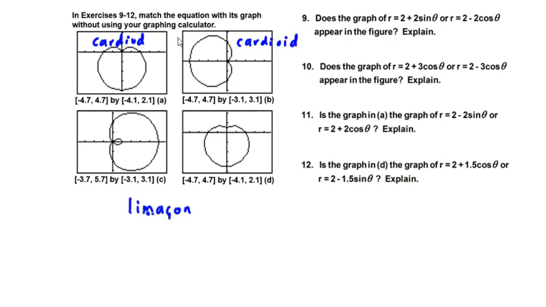And I think I misspelled that first one here. Let me get that fixed a little better. And why do we call these a cardioid? I believe it's because of the heart shape. Cardio, related to heart.